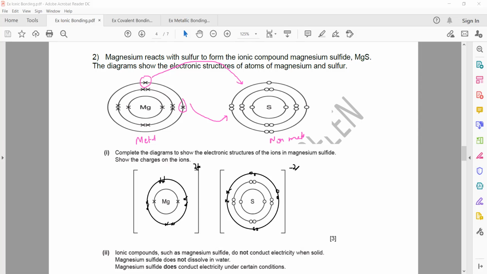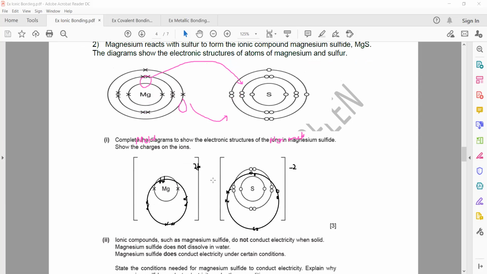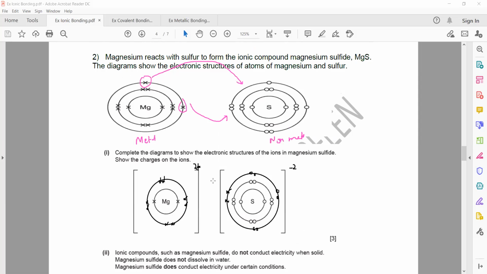Then ionic compounds such as magnesium sulfide do not conduct electricity in solid state, and magnesium sulfide does not dissolve in water. Magnesium sulfide does conduct electricity when molten. State the condition needed for magnesium sulfide to conduct electricity. So what we should do is supply heat energy so that it becomes molten magnesium sulfide, in which the ions will be free to move.